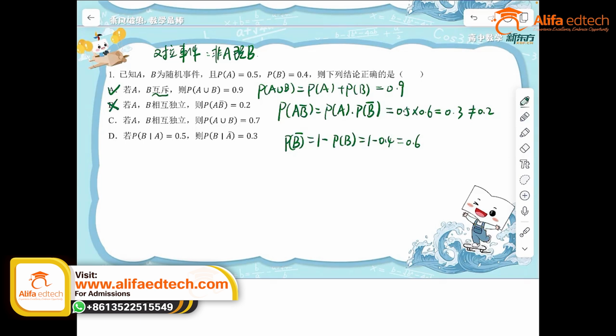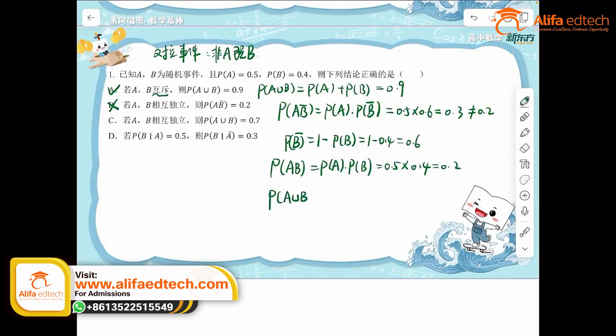As for statement C, it also tests our understanding of independent events. Since A and B are independent, we can get that P(AB) equals P(A) multiplied by P(B), which is 0.5 times 0.4 equaling 0.2.